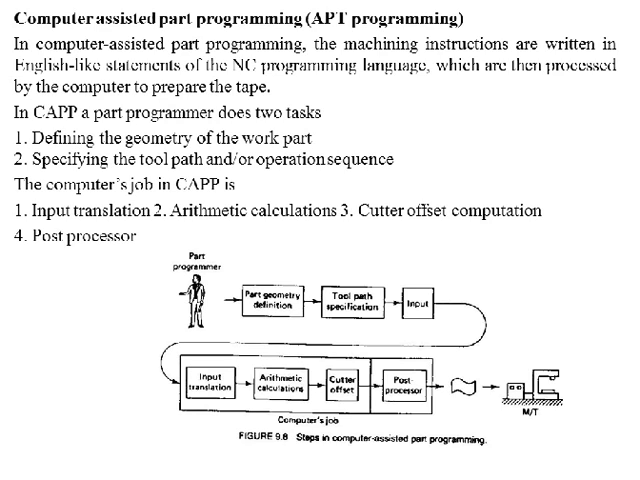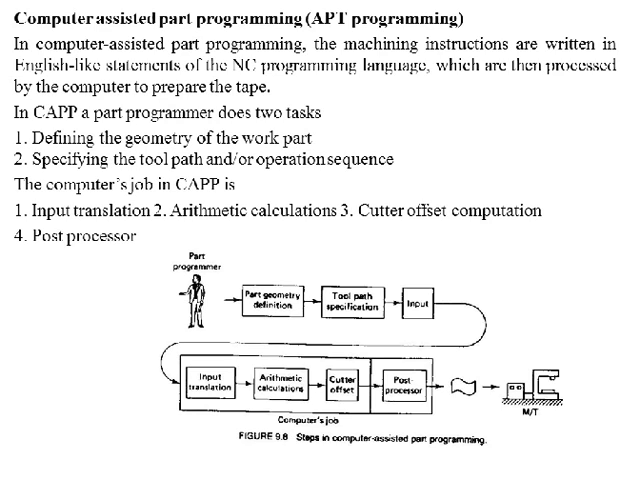Computer assisted part programming has two parts. One of the tasks has to be done by the part programmer and the other half of the task will be done by the computer. In computer assisted part programming, a part programmer has to perform two tasks. One is he has to define the geometry of the work part, and he has to specify the tool path and the operating sequence. So which are the two tasks that a part programmer has to do?